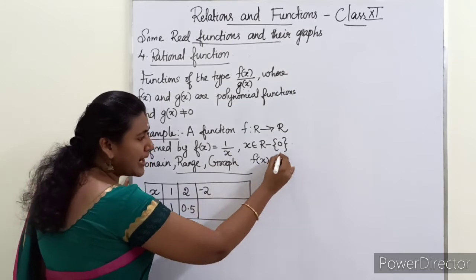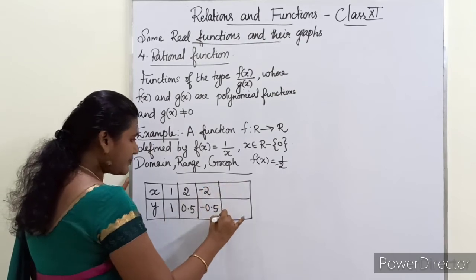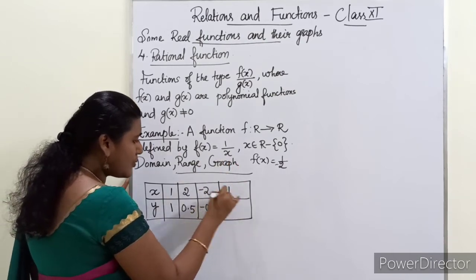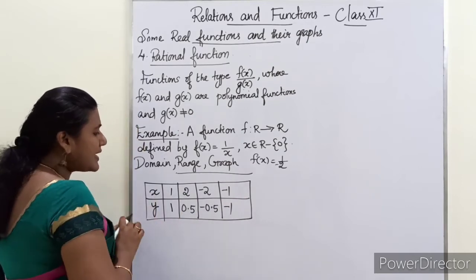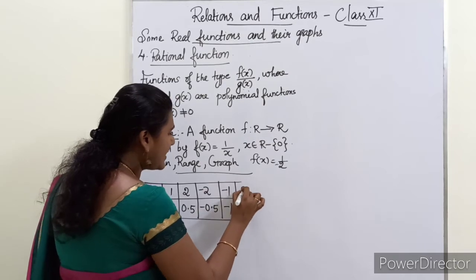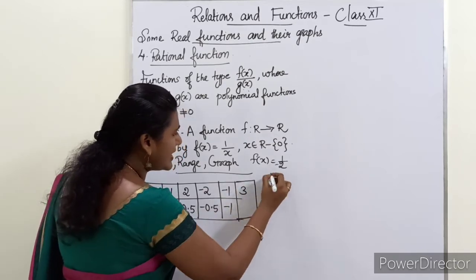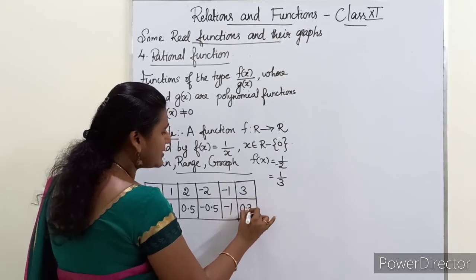f of x will be minus 1 by 2, that is minus 0.5. If I am taking x is equal to minus 1, then f of x also will be minus 1. Two more values we will take. If I am taking x is equal to 3, what is the value of f of x? 1 by 3, that is you will get 0.3.